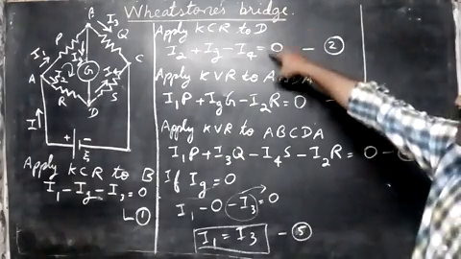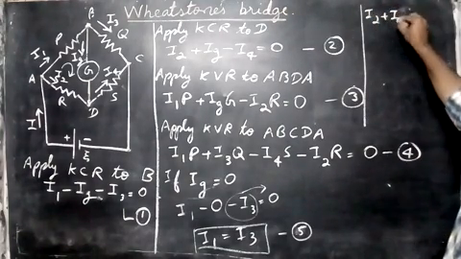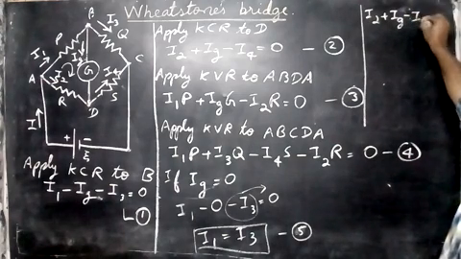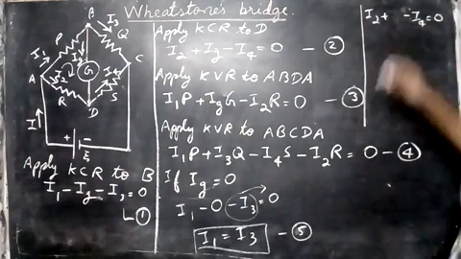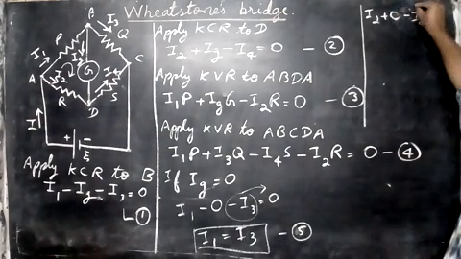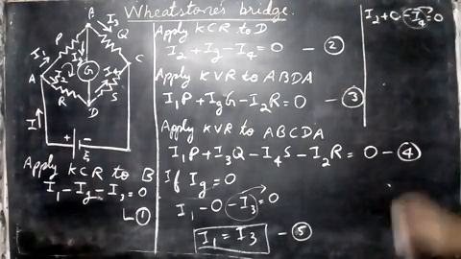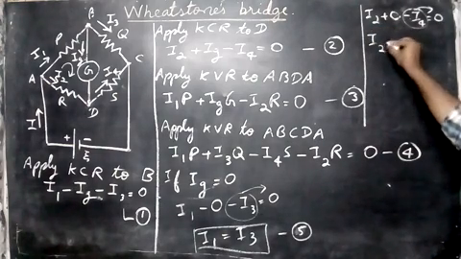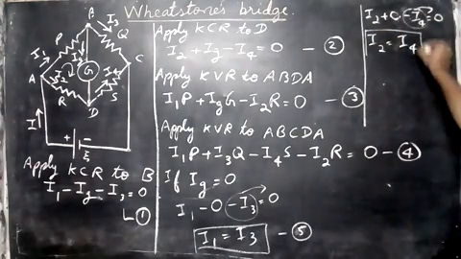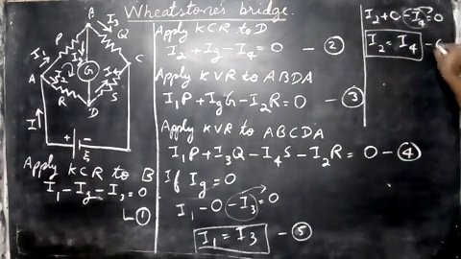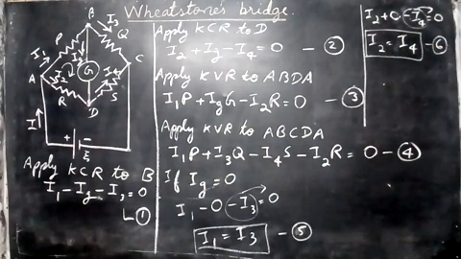Then let me take the second equation: I2 plus IG minus I4 is equal to 0. In this case, IG becomes 0. So minus I4 goes to the right side, so it becomes plus. So I2 is equal to I4. This is equation number 6.